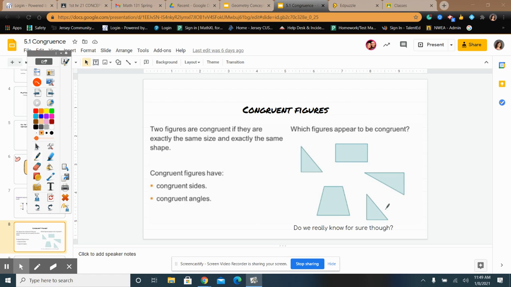So which one of these look like they're congruent? Well, nobody looks like this guy, so that's out. There's no other rectangle, so I have 3 triangles.